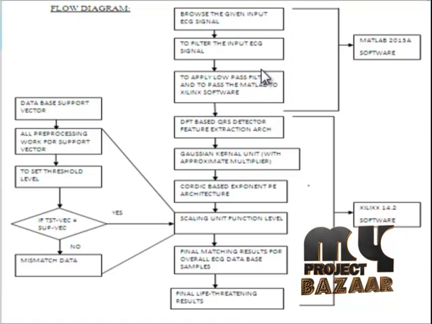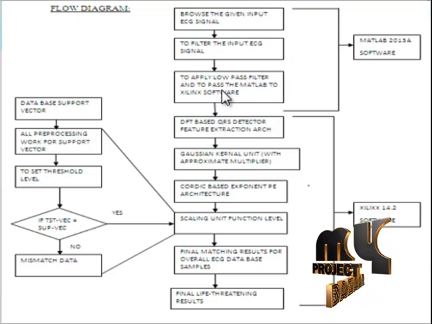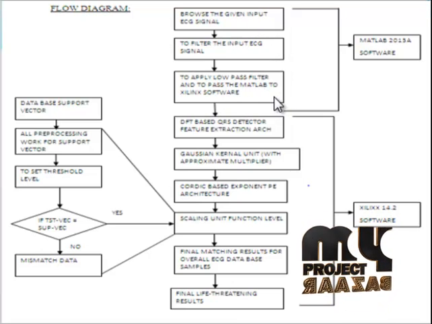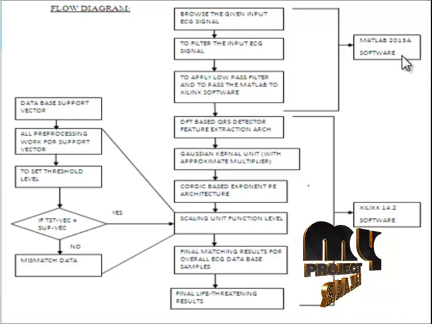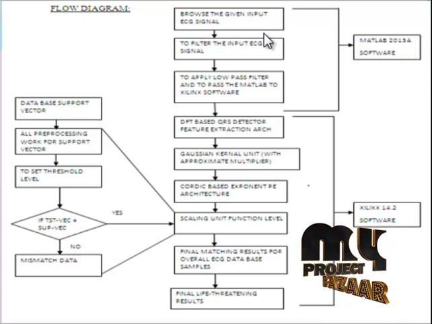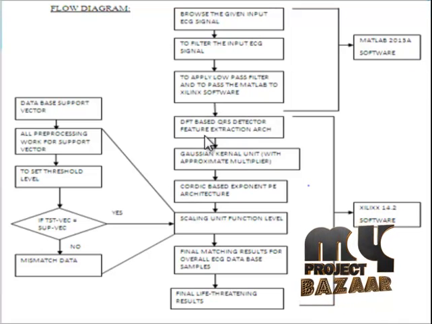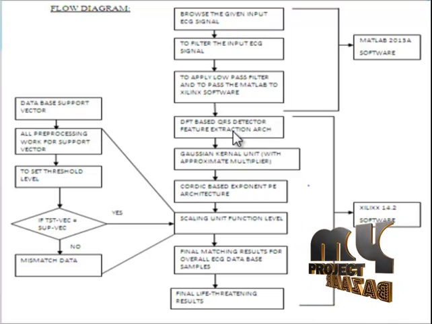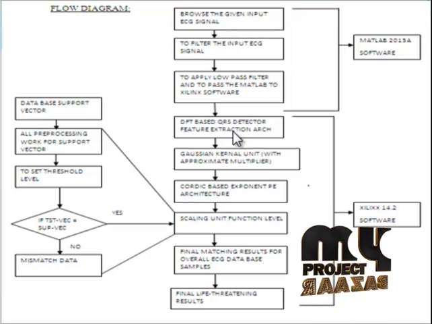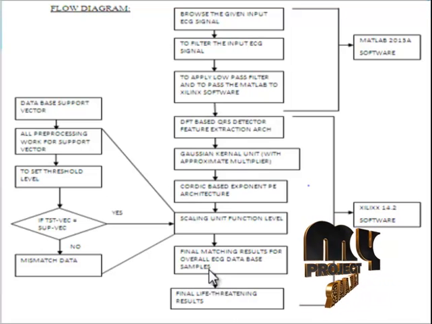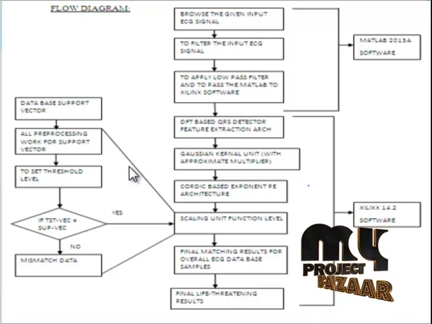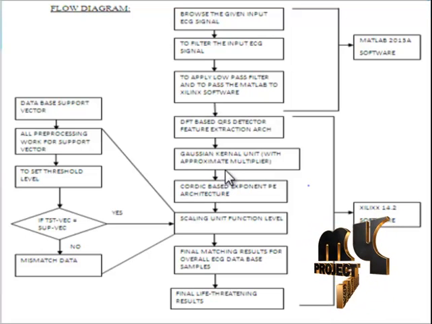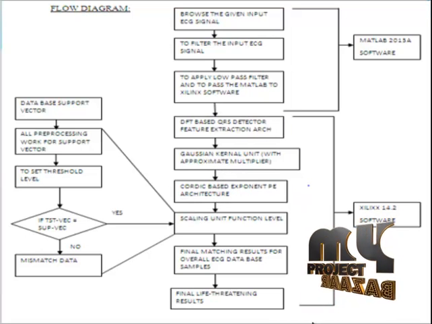We also apply the low pass filters in the MATLAB tool. Three blocks are using the MATLAB 2013 version, and then we go to the DFT based QRS detection and feature extraction processor. In the feature extraction part we are using the discrete Fourier transform to extract the values, and then we use the Gaussian kernel unit to approximate the multiplexers. This process we have developed in the Xilinx software.